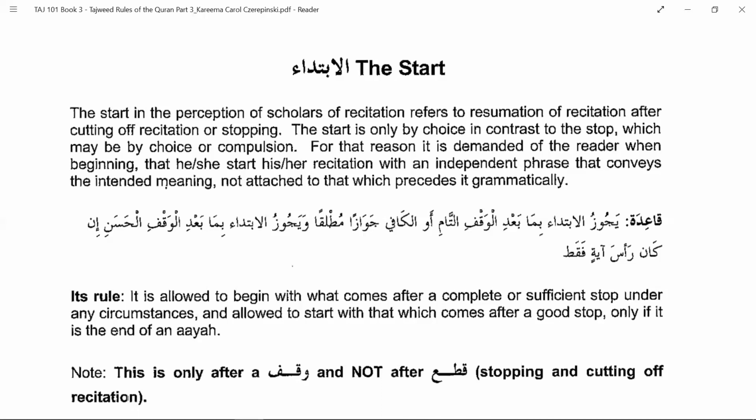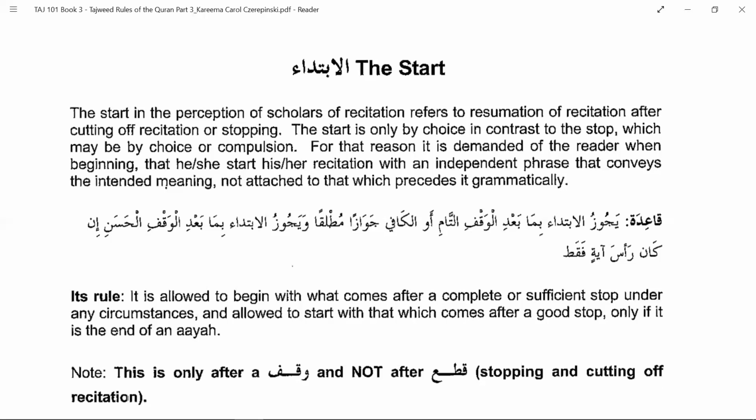So for stop, what did we mention? That the ones we had done were the ones where we are compelled to stop, we are forced to stop, like because of breath or sneezing or hiccups. So the start, in contrast to that, is only by choice. You can stop by choice, or you can be compelled to stop, but start is only by choice. There is no such thing as being compelled to start.